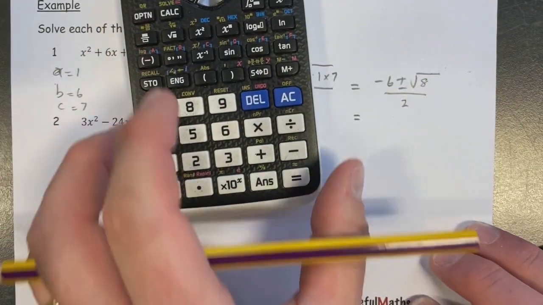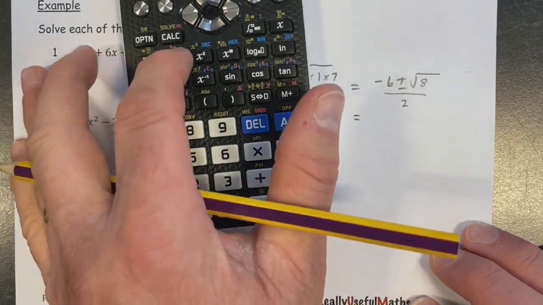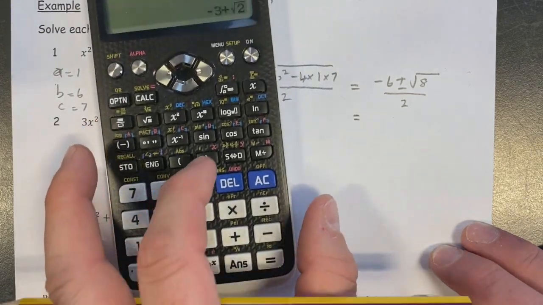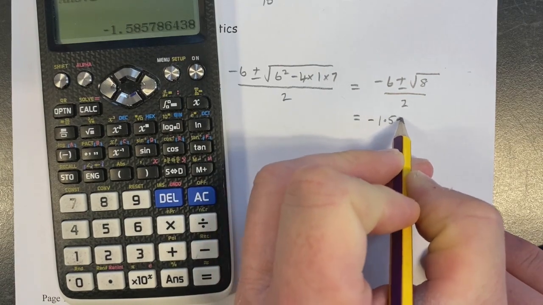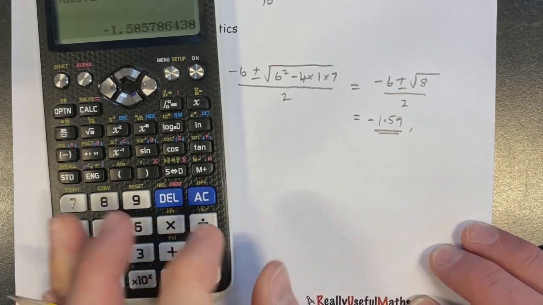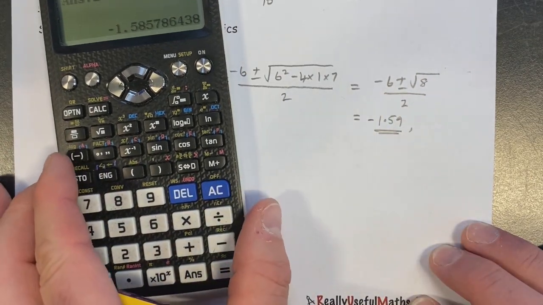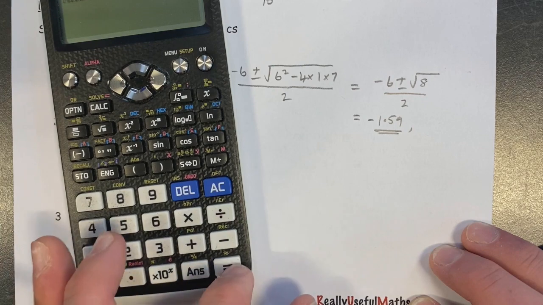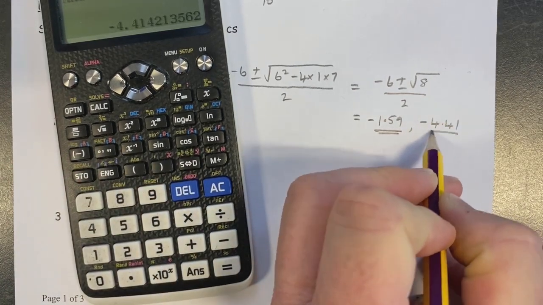Now if I type that in with the plus first, we've got minus 6 plus the square root of 8 equals, divided by 2 equals, and the calculator says minus 1.59 to 2 decimal places. Repeat myself, but with the minus sign. So we got minus 6, take the square root of 8 equals, divided by 2, and that gives us minus 4.41 to 2 decimal places.